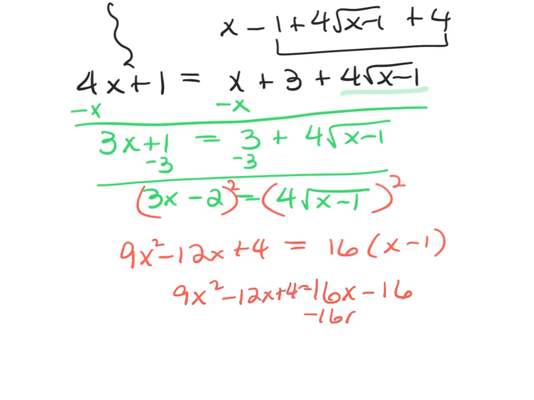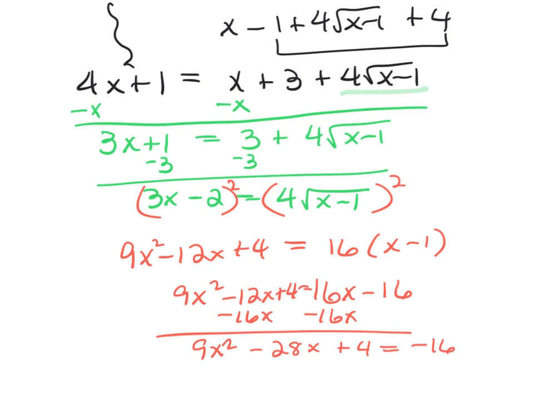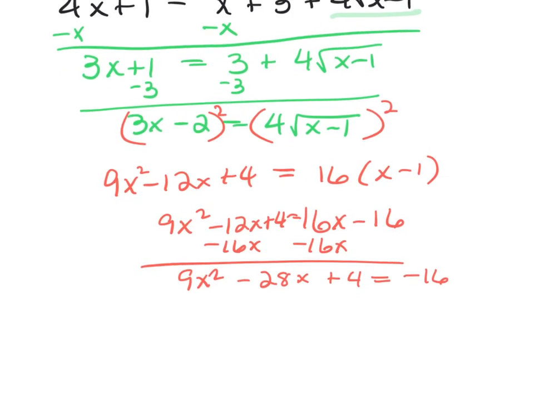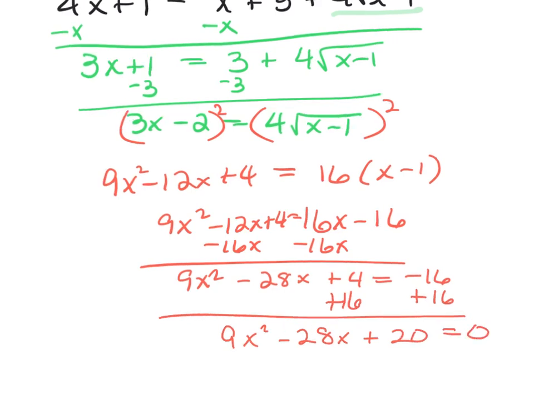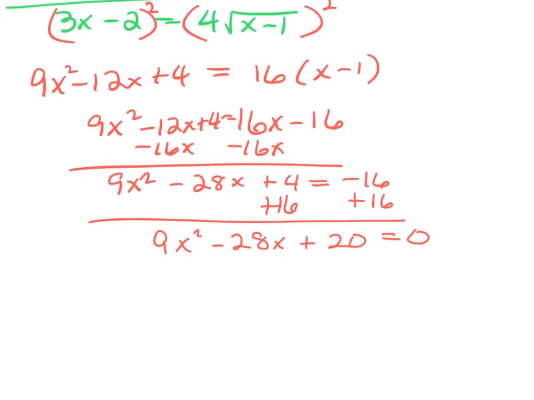I'm going to move the 16x over. 9x squared minus 28x plus 4 equals negative 16. I'm now going to move the 16 over. 9x squared minus 28x plus 20 equals 0. I now need to factor this.